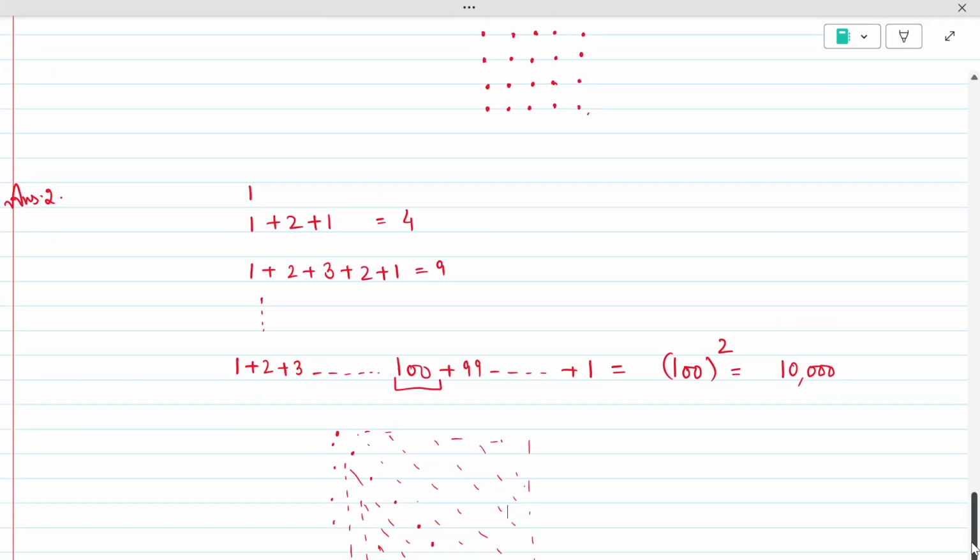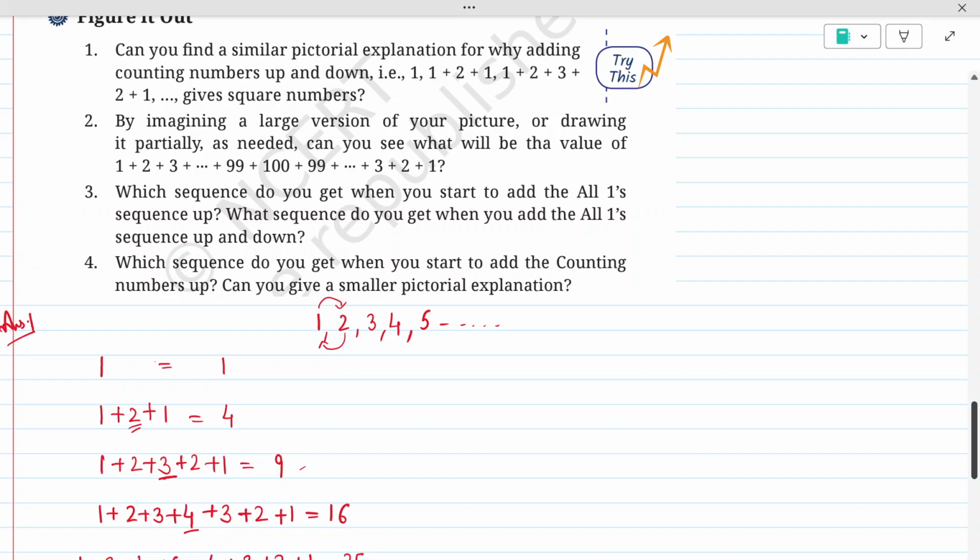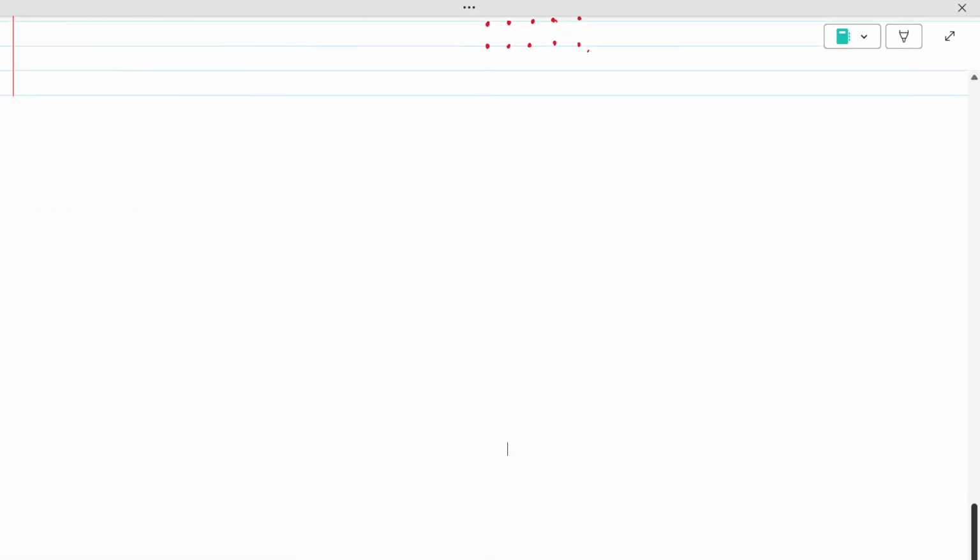Next question. It says, which sequence do you get when you start to add the all ones sequence up? And then what sequence do you get when you add the all ones sequence up and down? So for question number 3, we have 2 parts. The first part is which sequence we will get when we add the all ones sequence up only. So let me pick this part first. Question number 3, answer 3rd, A part.